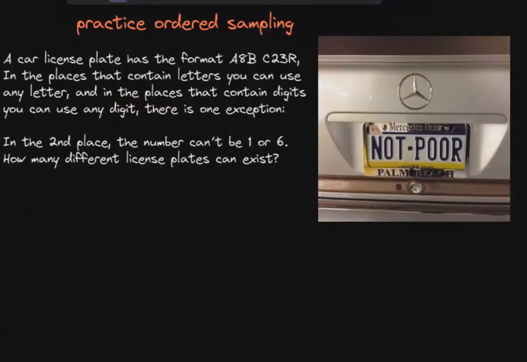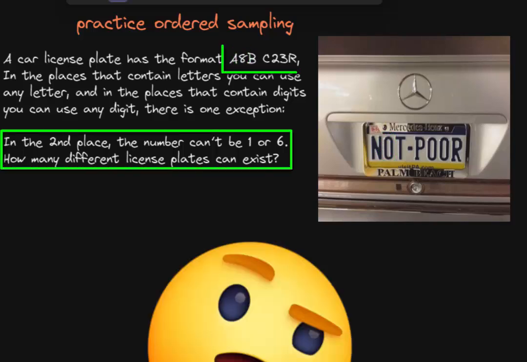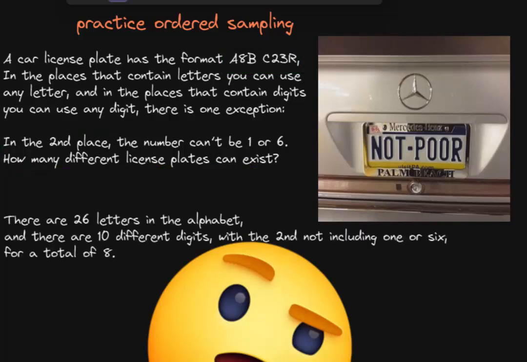Because a car plate like this allows duplicate letters and numbers, this can be seen as an ordered sampling with replacement case. Let's suppose this position right here doesn't allow 1 or 6. How many car plates within this format can exist? Remember, there are 26 letters and 10 digit options.